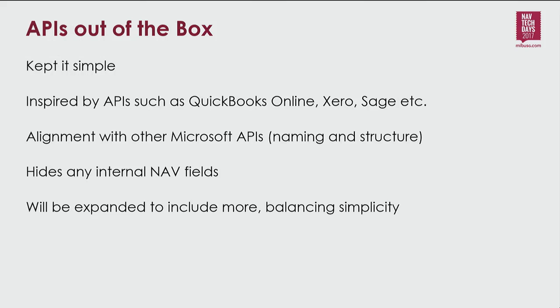And so we need to align the names. We need to have the set of entities that our competitors have or similar. And then some of those NAV internal fields, we need to not expose them for now. So that is also being able to have and maintain APIs.